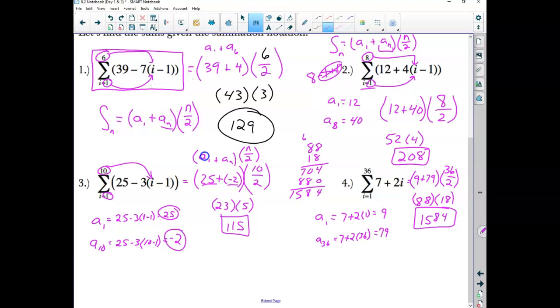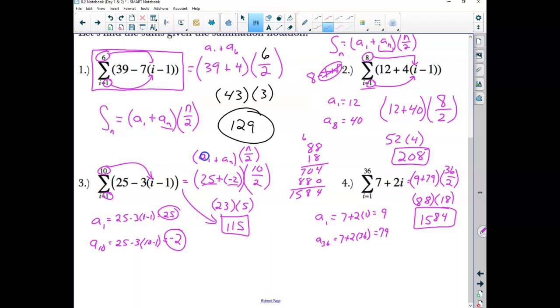That's why that's there. How many terms are there? There's 10, because if I take the number of terms from 1 to 10, there's 10 terms if I add them all together. So I get 23 times 5. That sum equals 115.